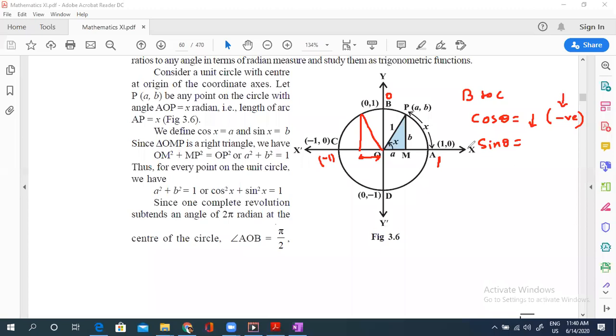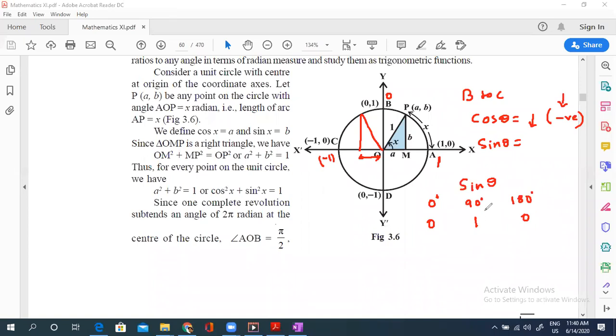Now when we talk about sin theta, as you go from B to C, the perpendicular is positive itself, but it is decreasing. So sin theta will decrease. So I can say that the value of sin theta at 0 degree is 0, at 90 degree it is 1, and at 180 degree it is again 0. So from 0 to 90 it is increasing, from 90 to 180 it is decreasing. Maximum at 90. Got it?